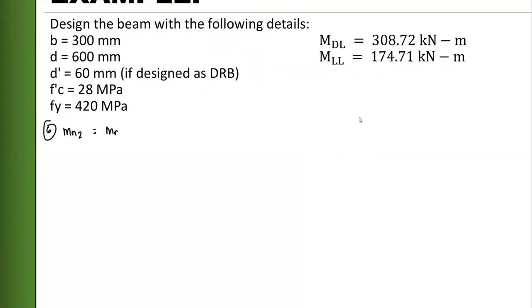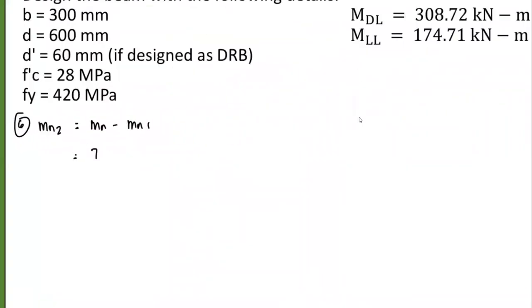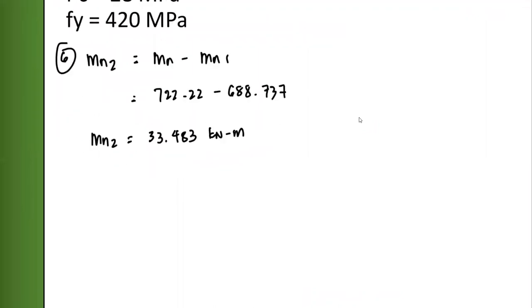So that is MN minus MN1. So we have 722.22 minus 688.737. So MN2 is equals to 33.483 kilonewton meter. Okay. Then for step 7, you can now calculate the value of AS.